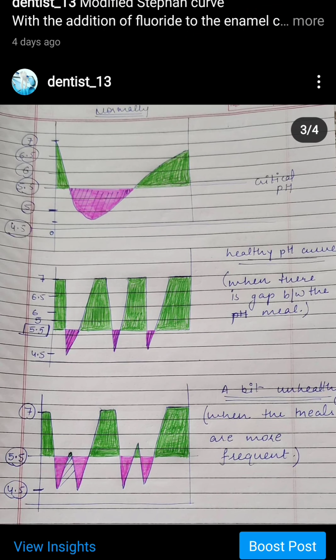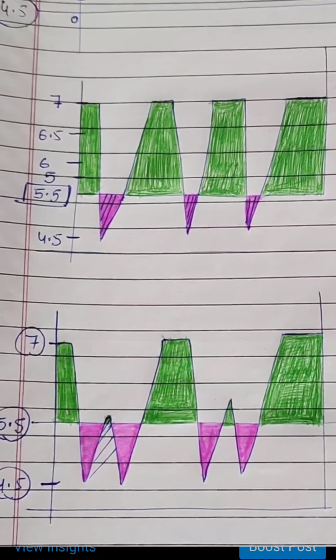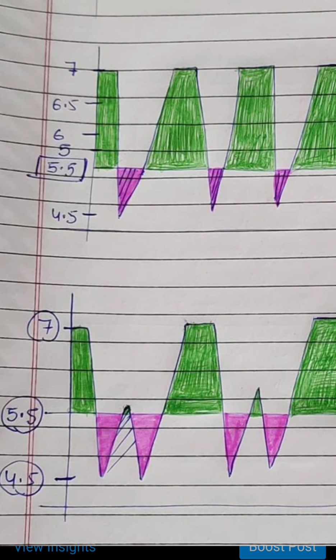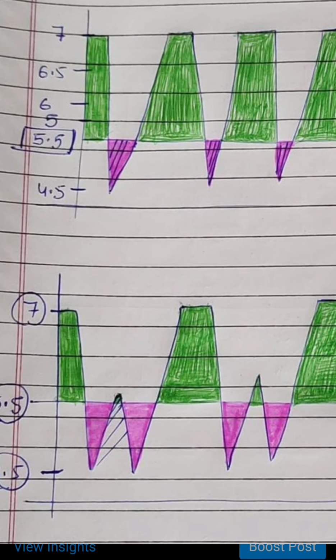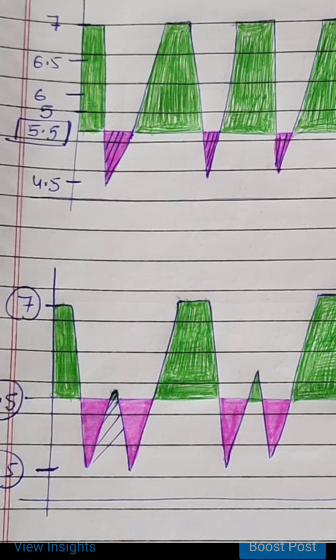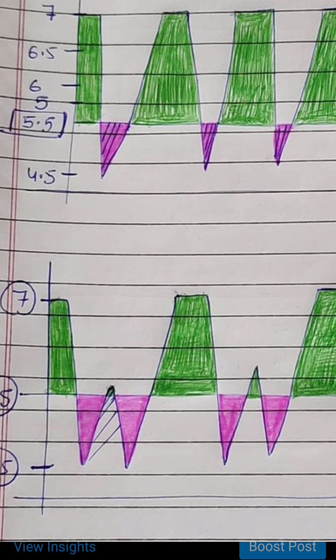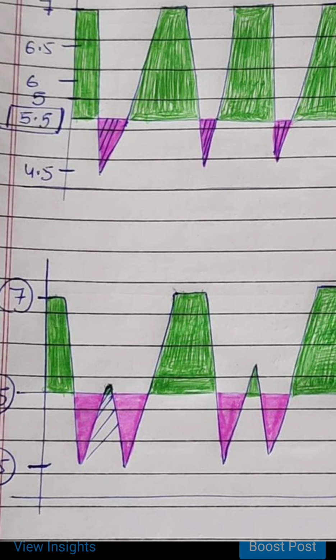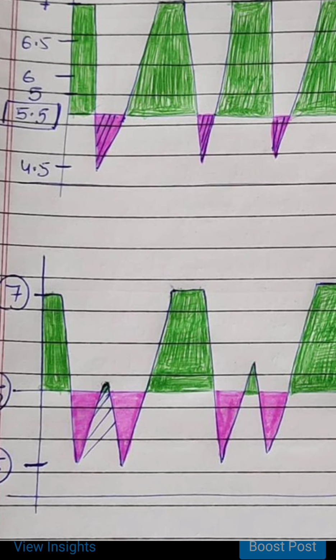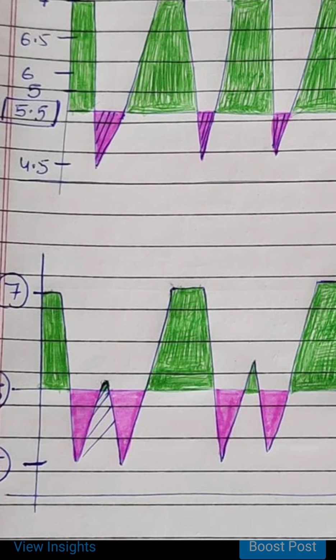But there is another Stephen curve which is actually an unhealthy Stephen curve, which is mostly seen in patients who are prone to caries. That is this one. In this, as you can see, the safe zone is really less. This occurs when a person eats their food in really short frequencies. That means a person, for example, has eaten food at 10 a.m. as a breakfast.